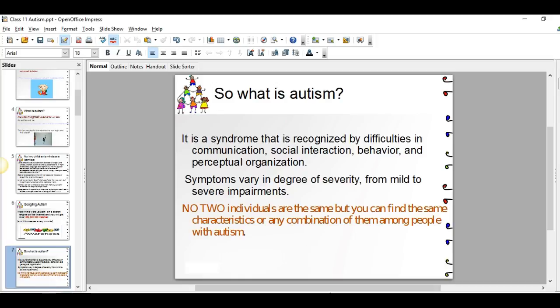First of all, what is autism and how is it defined today? It is a syndrome that is recognized by difficulties in communication, social interaction, behavior, and perceptual organization. Symptoms may vary in degree of severity from mild to severe, but no two individuals are the same. You can, however, find the same characteristics or any combination of them among people with autism.